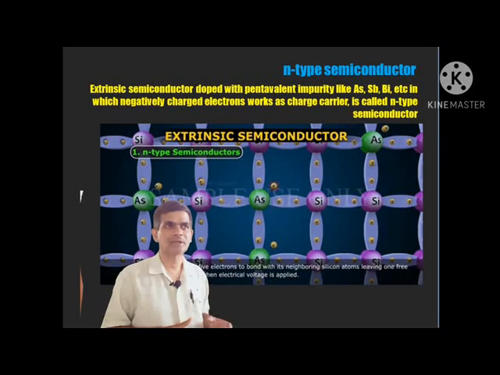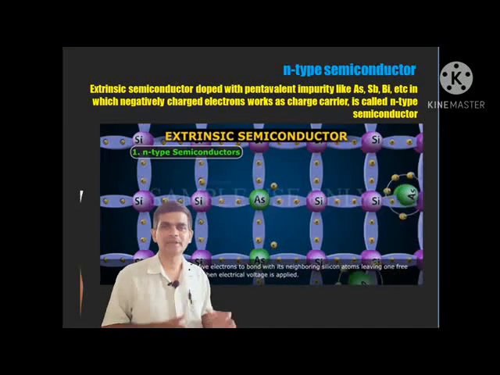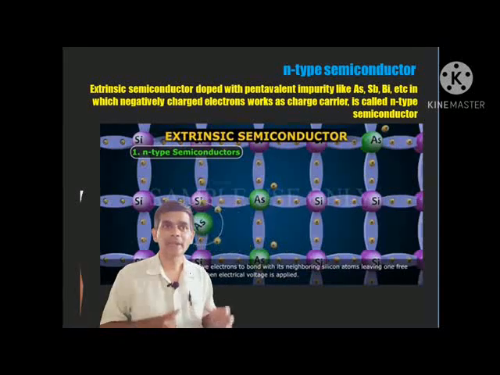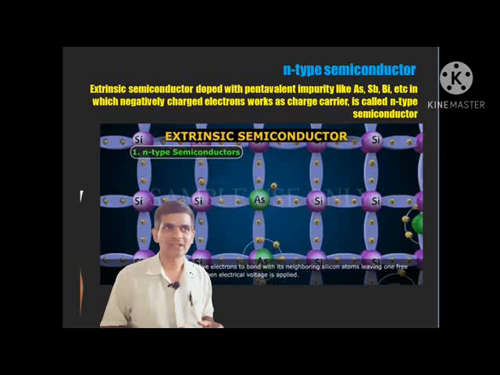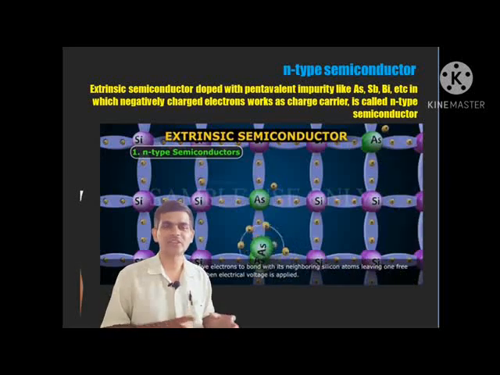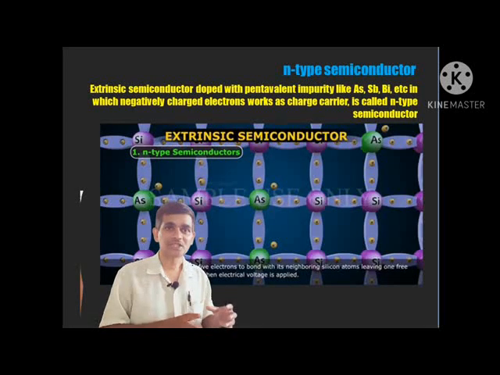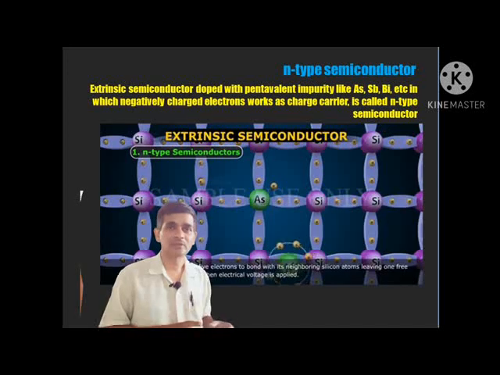The N type semiconductor: when an intrinsic semiconductor is doped with pentavalent impurity atoms like arsenic or bismuth, etc., the negatively charged carriers, the free electrons, work as charge carriers, and it is called an N type semiconductor. Extra electrons are present. Because of that reason, it is negatively charged, and due to that it is named an N type semiconductor.